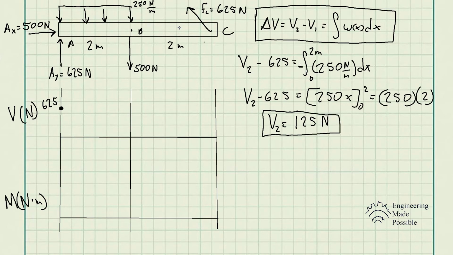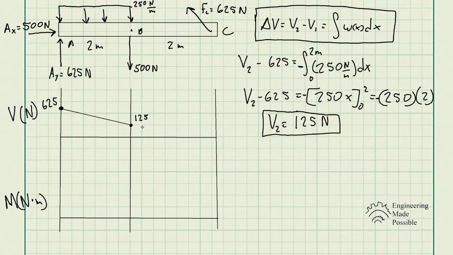Now, one thing I forgot to mention was I left out the sign convention. Since the load is going downward, it's going to be negative. So our V2 is negative 125. So it'll be somewhere around here, 125. And from here, since the distributed load is constant, that means the relationship of the shear is going to be linear. So you just connect it with a straight line here.